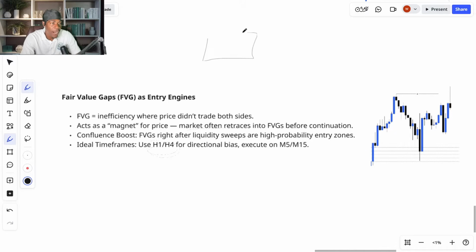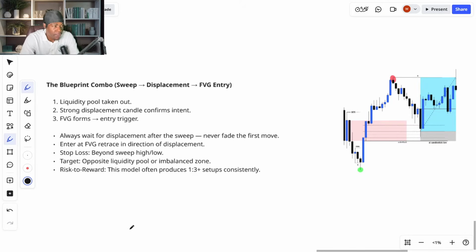So if we see a 4 hour fair value gap, as you can see right here, I'm not going to take a trade inside of this, but if I'm down here, I'm going to look for price to pull back inside of here. This 4 hour fair value gap is going to tell me where price is more likely to pull to while I take this reversal higher. That's why we use the higher time frame zone. But we scale down to the 5 minute and the 15 minute to minimize our risk and catch the sniper entries. Now let's get into the blueprint combo.